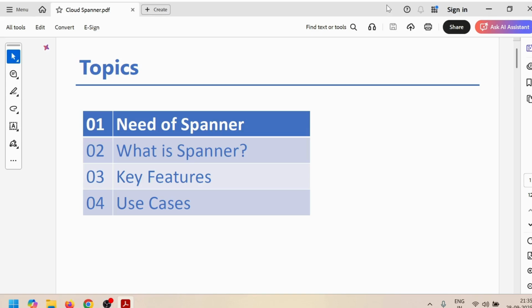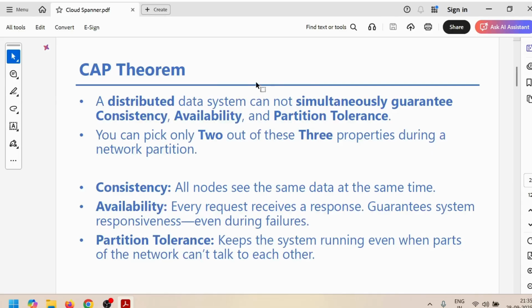Let's try to answer it using CAP theorem. Let's revise a few keywords before we talk about the CAP theorem. First, consistency. All nodes see the same data at the same time. All the nodes read the last written update. Availability. Every request receives a response. It guarantees system responsiveness even during failures. Partition tolerance. Keeps the system running even when parts of the network can't talk to each other. This is applicable when we talk about distributed systems.